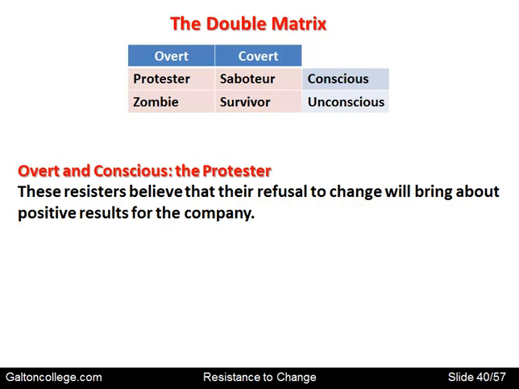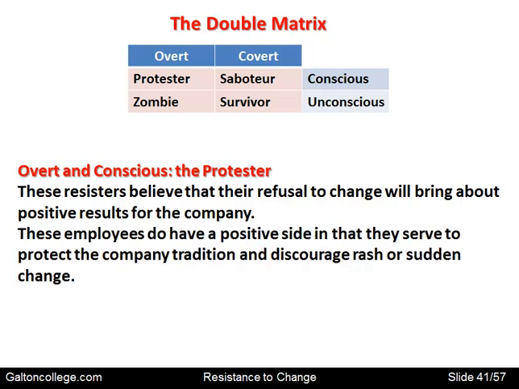So these resistors believe that their refusal to change will bring about positive results for the company. They believe by resisting the change, they're helping the company. They've got the company's interest at heart. The change is bad, and they're arguing for this openly. Everyone knows what they believe and why they believe it. These employees do have a positive side, and they serve to protect the company tradition and discourage rash and sudden decisions. So they've actually got quite a positive side.